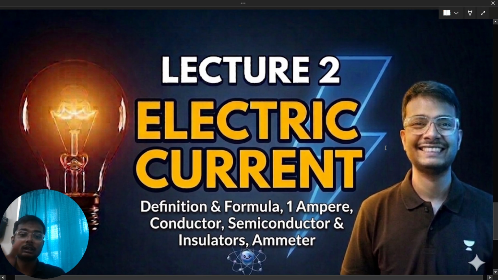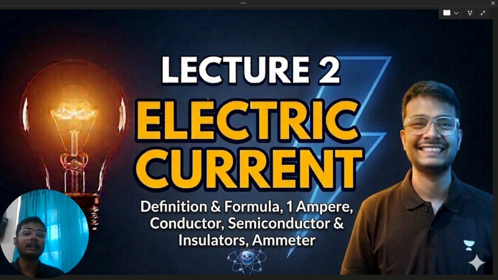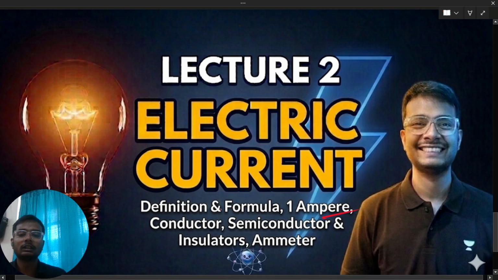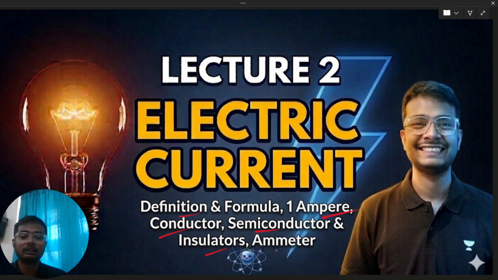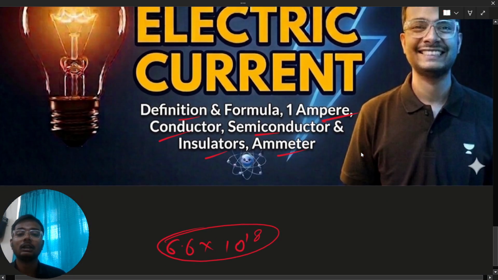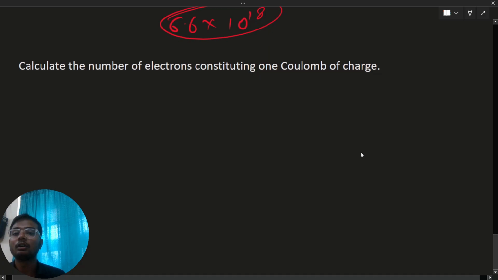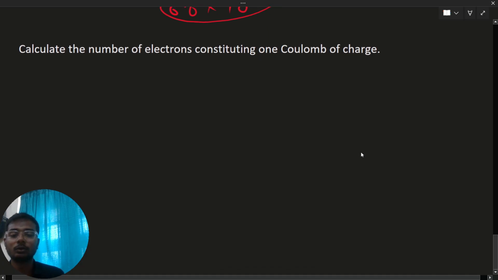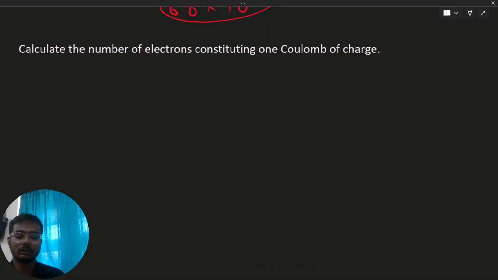By the way, in this session, we will try to complete the electric current, all the small details, all the aspects of the electric current. We'll talk about the definition, formulas, what is the definition of 1 ampere. We'll start with the conductor, semiconductor, and insulator. Then I'll go to the electric current, then ammeter, then 1 ampere. Every single detail will be covered here. Believe me, no theory will be left.